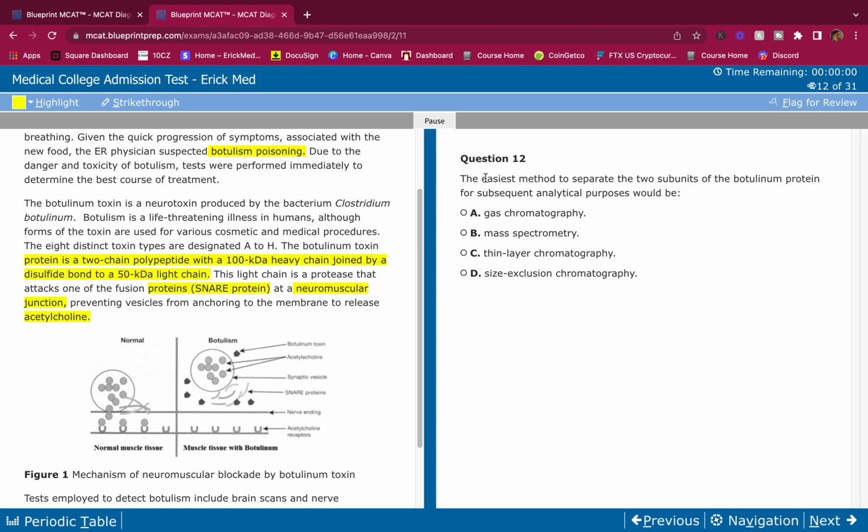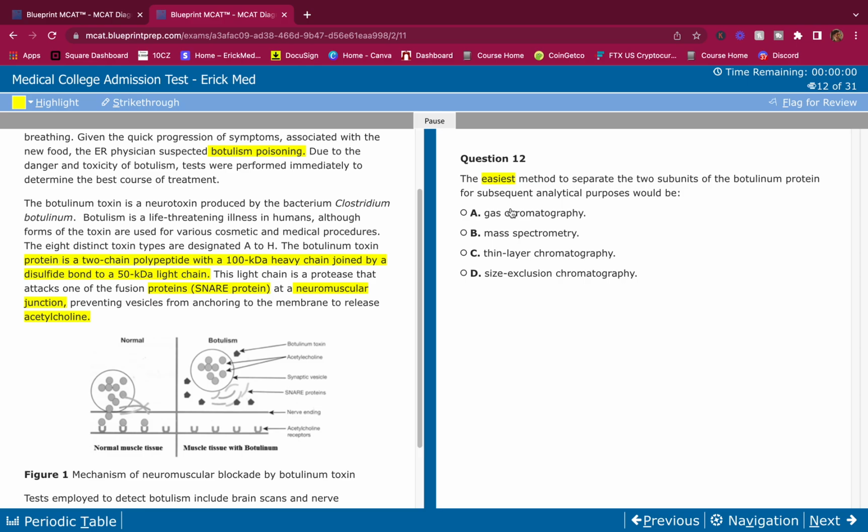Remember, they want us to know the easiest method here. Can we separate them through gas chromatography? Yeah, if we heat up these big, heavy proteins and vaporize them, but that's going to be a very high temperature to vaporize. Amino acids are kind of stable. They have a high boiling point.